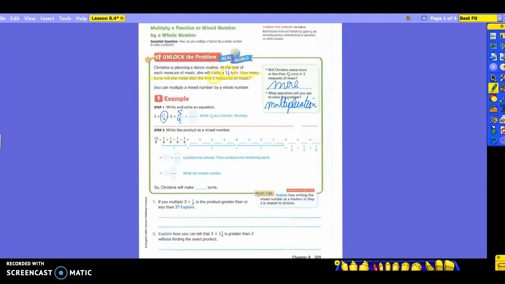Now we're going to do the multiplication. So this is the same thing we did yesterday. So I'm going to take 3 times 5, and I get what? 15. 15, and I'm still going to have my denominator of 4. Okay, that's how you will do it, and end up with your fraction at the end. Now look at step 2. Now we're going to write the product that we received as a mixed number.